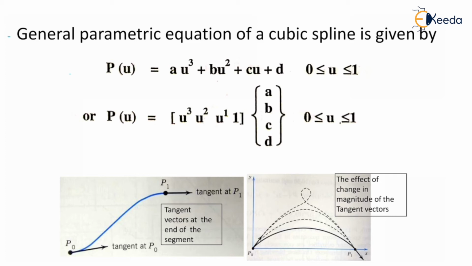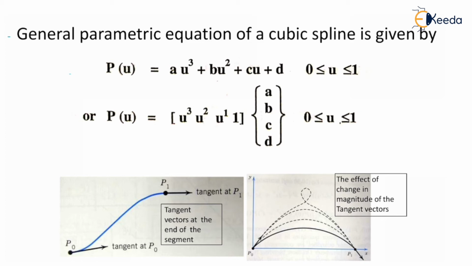It is shown in the figure that the tangent vector at the end of the segments, that means only at the end points, gives the end tangents. The effect of change in the magnitude of the tangent vector is shown in the second figure.